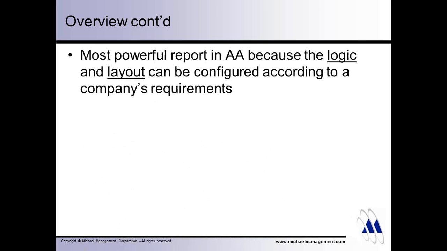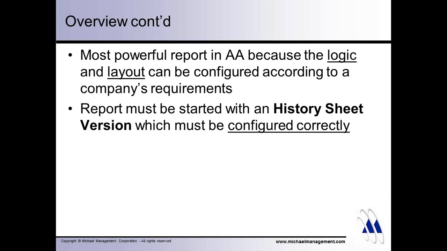Now, the Asset History Sheet report really is the most powerful report we have in asset accounting. The reason is that you can configure the logic of the report and the layout of it. Based on your own company's requirements, you can modify the layout of the report, and most importantly, you get to determine the logic of the report. You get to determine what values you want to see where, and how you want to consider these values for the report.